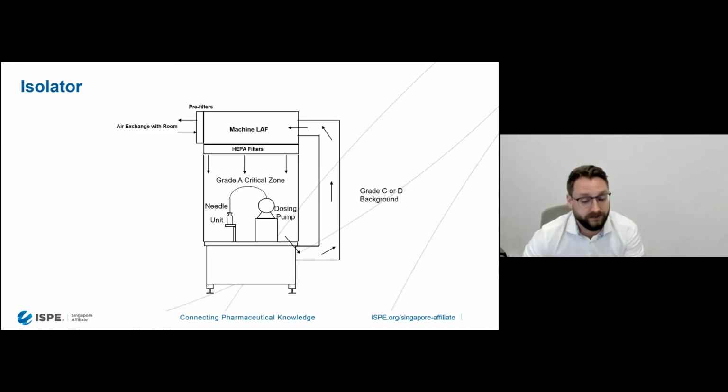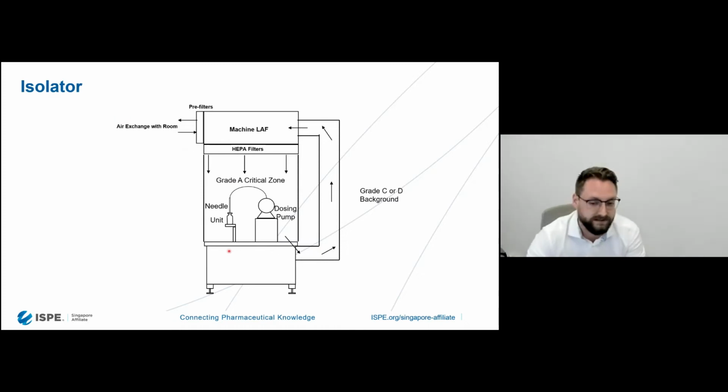Okay, so just a quick look at a few types of isolators. Some isolators can be designed to exchange air with the room. So this would be the grade C or D background room here. Then you would have a set of filters that would exchange air with the room, and they would maintain a positive pressure within the isolator itself. It would recycle its air, provide the laminar flow, and then in order to maintain pressure, exchange air with the room here.